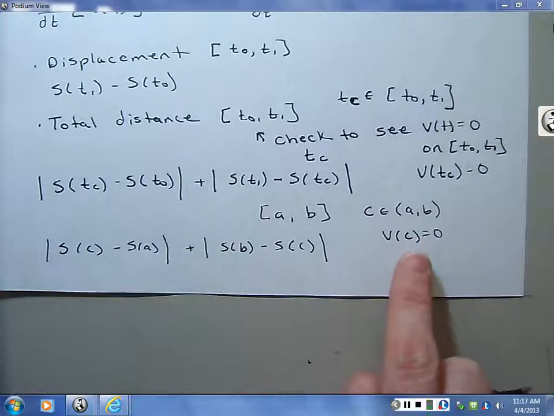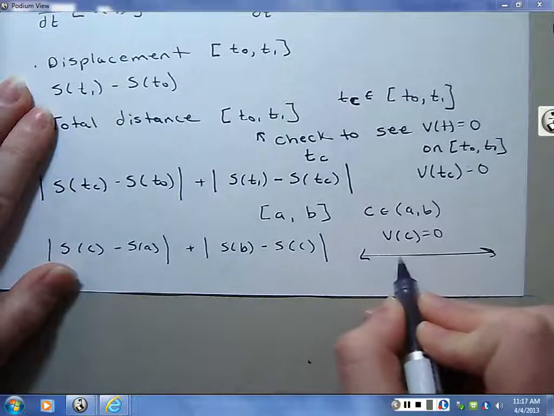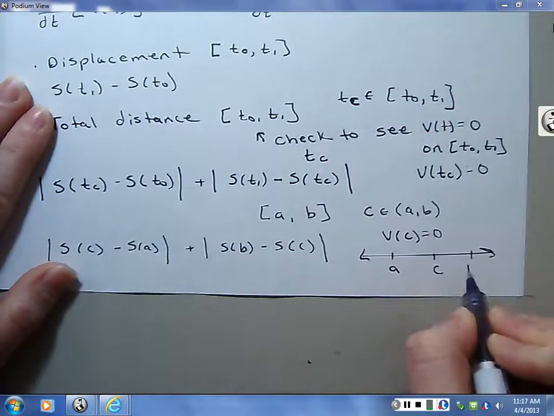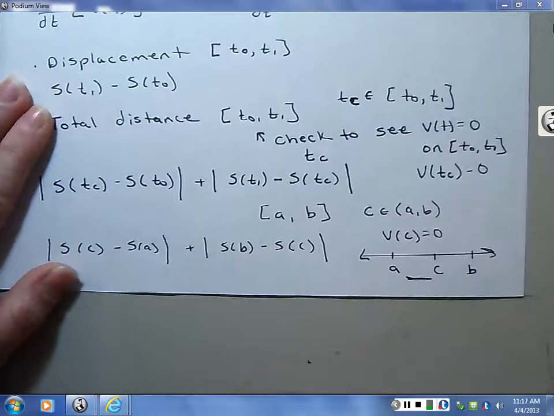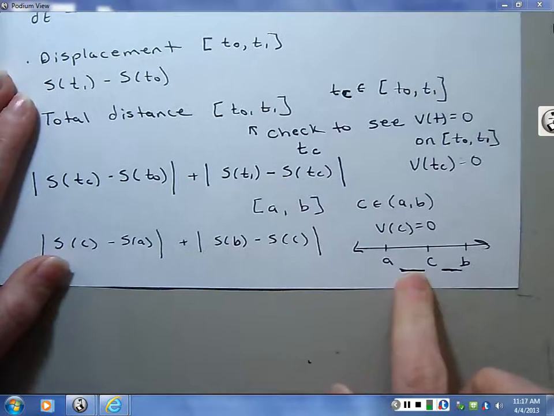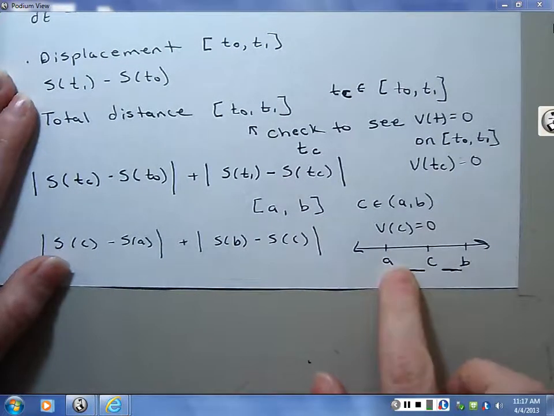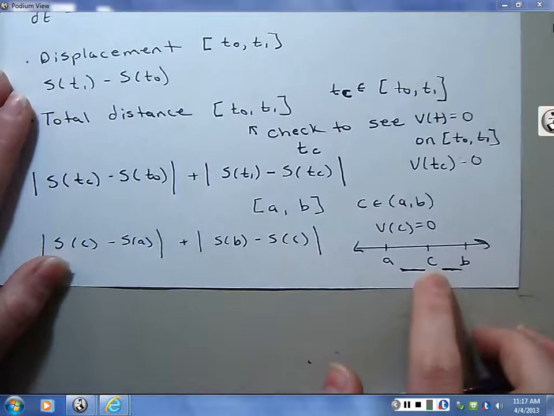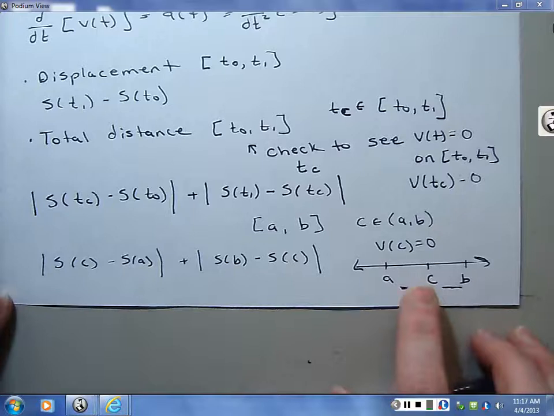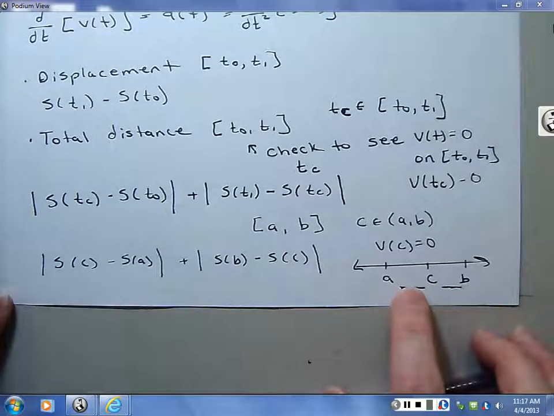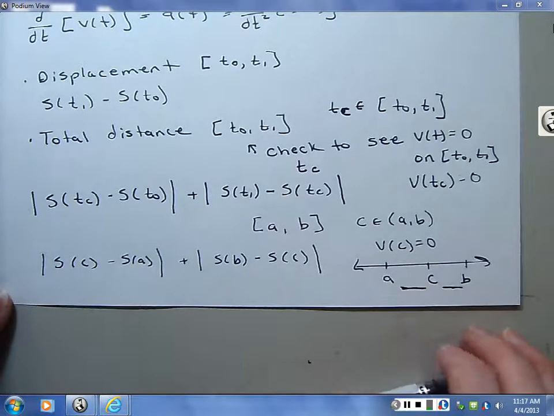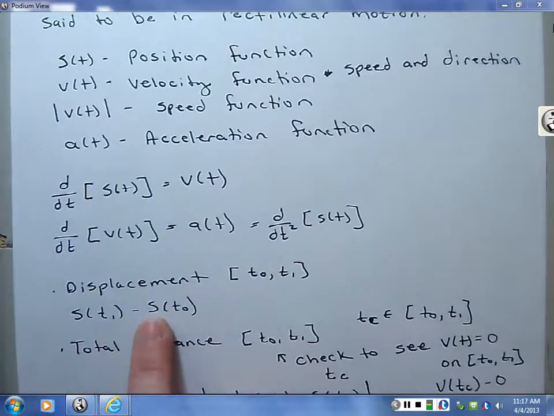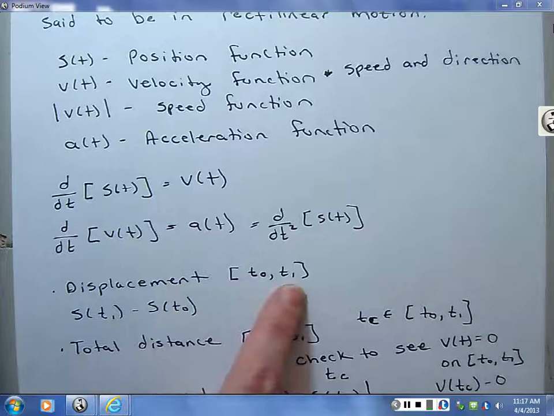At that point, I divide it up into two intervals. If I had a number line here with A, C, B, I find the displacement in this interval plus the displacement in this interval. To find displacement, I take the position at C minus the position at A, and then here I take the position at B minus the position at C. So you're taking the one on the right and subtracting. Yes, that's why B is minus C. And that's the same thing here: S of T1 is minus S of T naught, because T1 is greater than T naught.